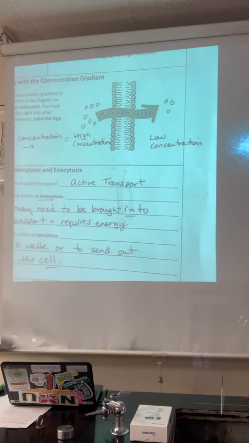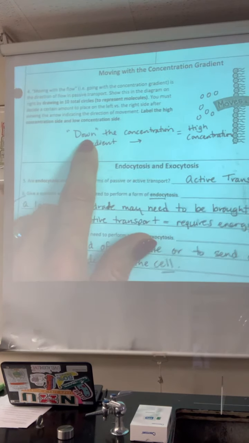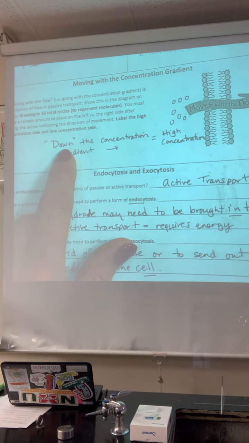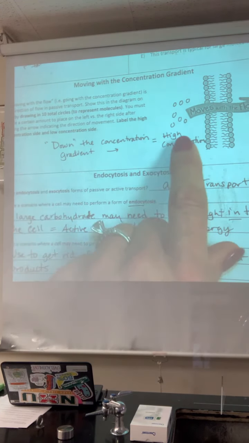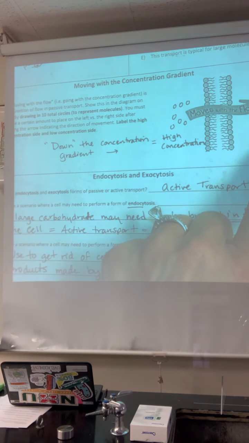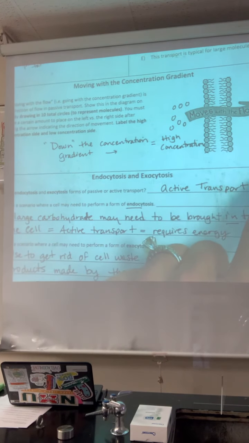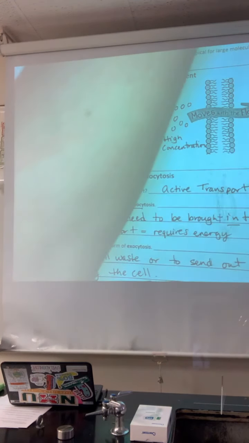Looking at number 4, moving with the flow, we sometimes refer to that as moving down the concentration gradient. Did you draw more molecules on this side and less molecules on this side? Did you write the words high concentration here and low concentration here? If you did not, tweak your answers.